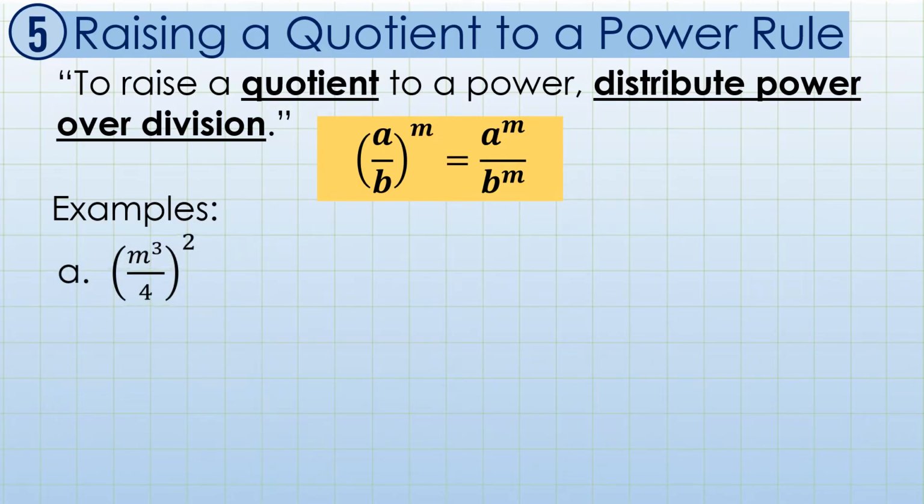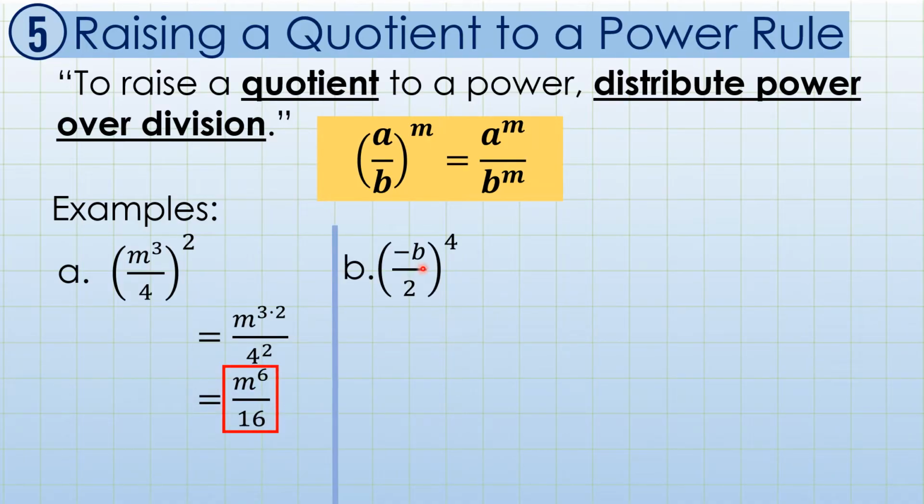Examples. A, we have the quantity m cubed over 4 squared. Ganun pa rin, dalawa sila makakatanggap ng 2. So, 3 times 2, 6. Yung exponent ng 4 na 1, multiply mo rin sa 2. Kaya magiging m raised to 3 times 2 over 4 squared. Simplify natin yan. Magiging m to the 6 over 16.